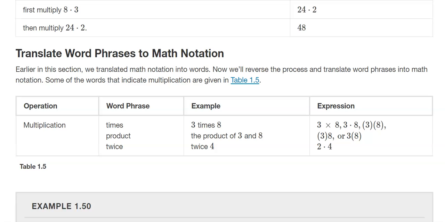So the product of 3 and 8 is 3 times 8, with 3 first and 8 next, and you multiply them. Twice 4 means 2 times 4. Twice means 2 times. Thrice 4 means 3 times, or triple, it just depends on what phrase it comes under. But just go by that hint there to know what to do with it.